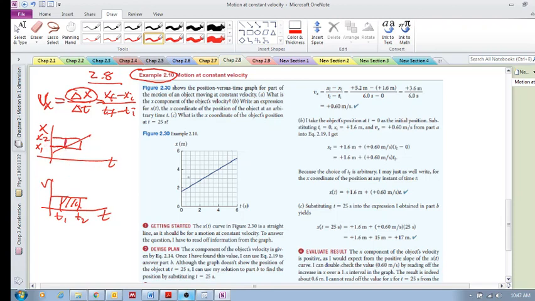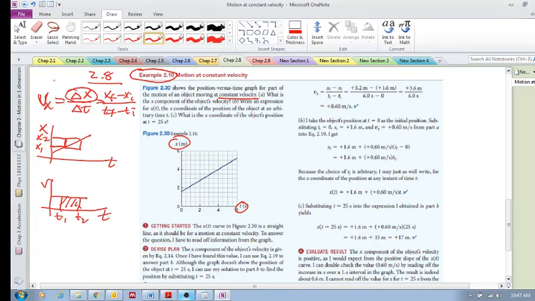Okay, now let's have a quick look at this example here. Figure 2.30 shows a position time curve, and the object is moving at constant velocity. Do you guys see that? Why is it constant velocity? How can you tell? Because the slope is constant. So question A is, what is the x component of the object's velocity?